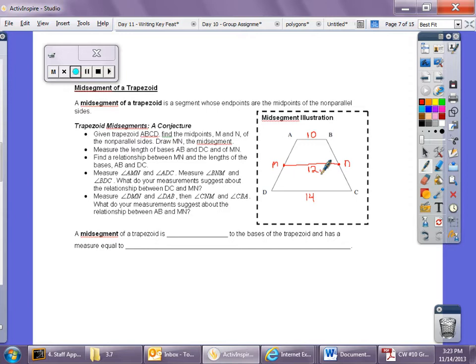And if we measure our angles, once again, this angle and this angle, they are congruent. So what can we say about this relationship between MN and AB and DC? Well, if we put DC and AB together, so DC plus AB, DC is 14, AB is 10, that's 24. What do you notice about MN? MN is half of that. So MN is half of DC plus AB. Half of 24 is 12.